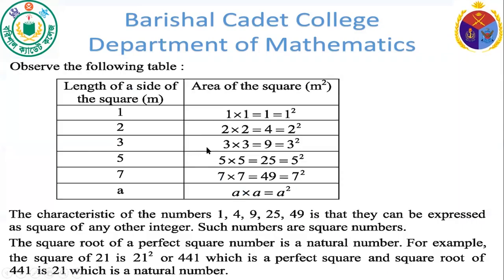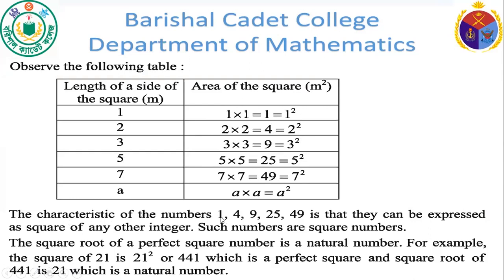Now, you observe the following table. The length of side of the square, given in meter: 1, 2, 3, 5, 7, a, and the area of the square. This is 1 into 1 equal to 1, that is 1 square, 2 into 2, that is 4, this equal to 2 square, 3 into 3, this equal to 9, that is 3 square, 5 into 5, this equal to 25, that is 5 square, 7 into 7, this equal to 49, that is 7 square, and a into a, this equal to a square.